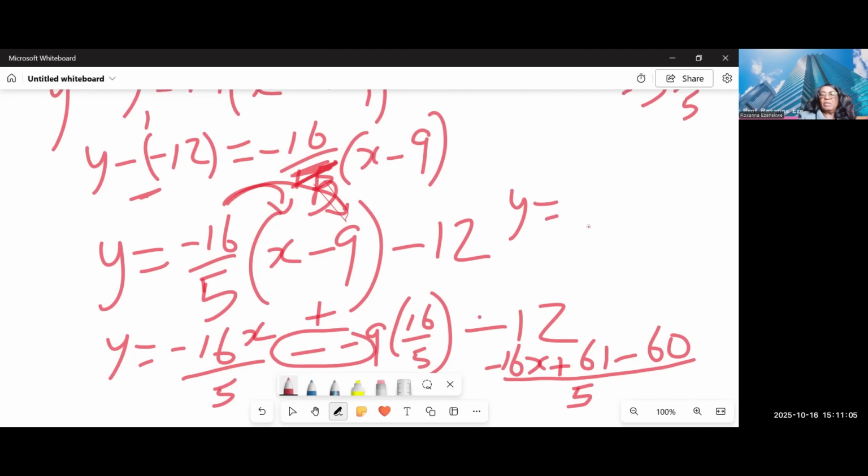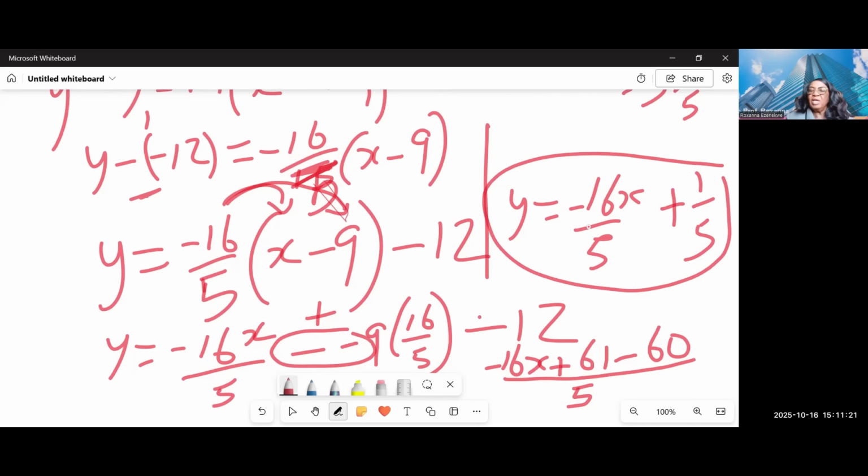y is equal to negative 16x over 5 plus 1 over 5. I'm told to leave my answer in slope-intercept form, so I'm going to leave this answer like this. Let me know if you have any questions. Any questions?